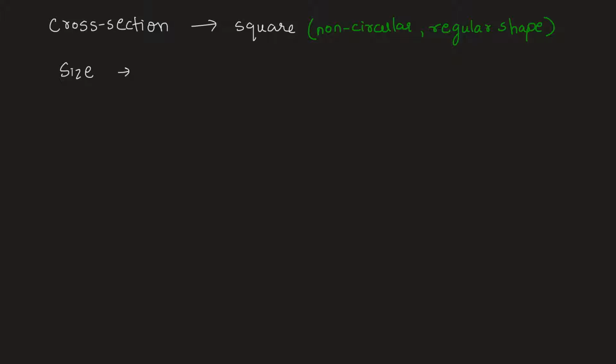Cross section given is square. Of course, it's a non-circular cross section but has regular shape. So non-circular, regular shape. Let's look at the size given. Size of the hole given is 6 mm by 6 mm. Of course, it's a square cross section. Each of the sides is 6 mm long and the depth given is 25 mm.